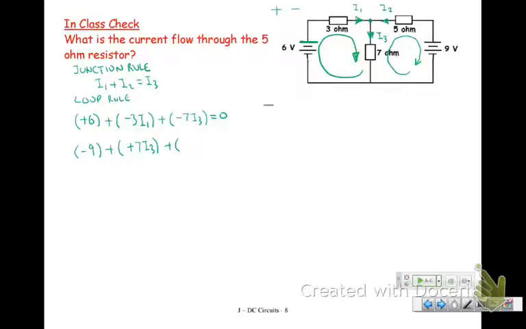And then I look along here and I say, oh, well, look at this then. I have a 5 I2, and the current is flowing to the left, and the loop is going to the right. That's going to be a positive I2.